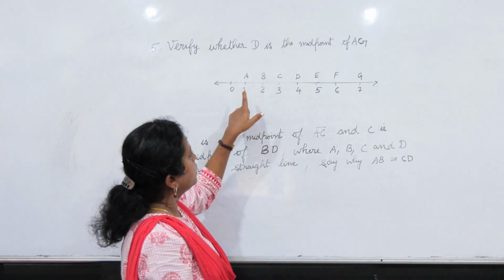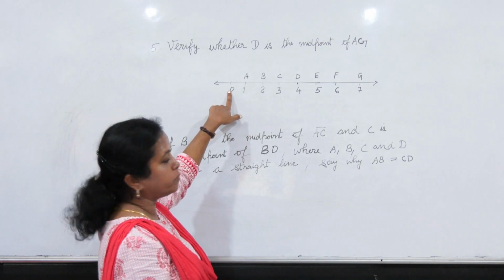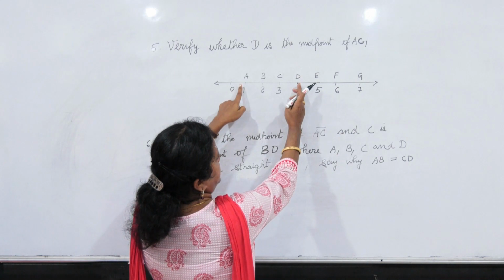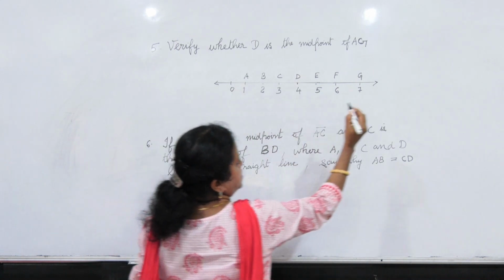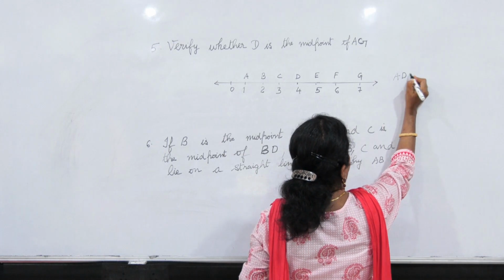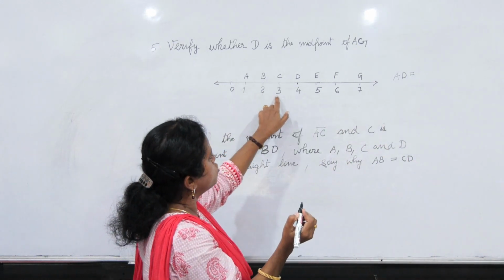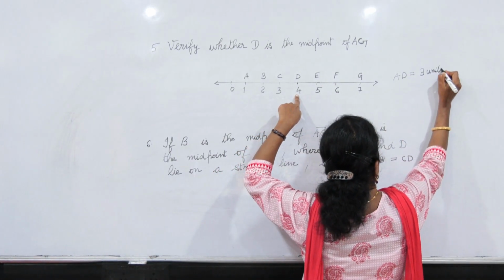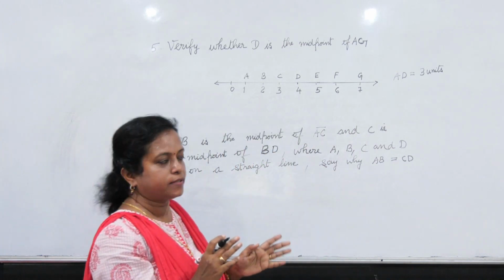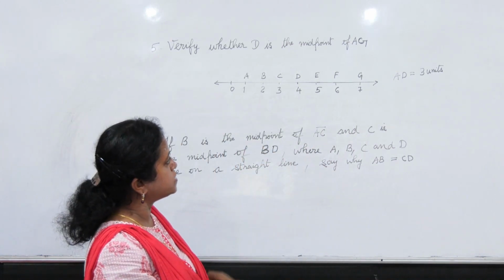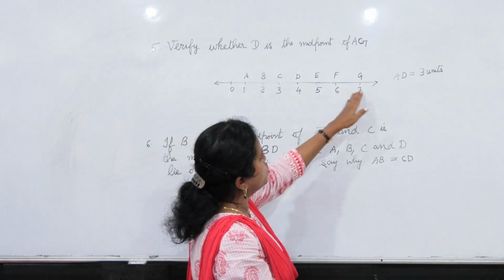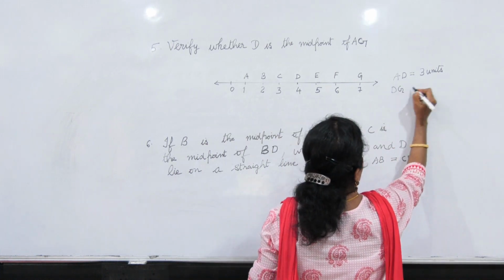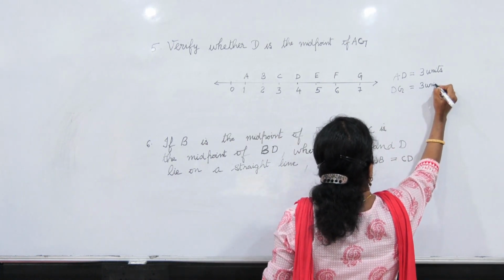Now if you see here, the representation is not taken from 0. So we will see the line segment AD. How much does AD represent? If you see, AD represents here 1, 2 and 3. So AD represents 3 units, because we have not taken centimeter or any other, so we'll just write AD is equal to 3 units. Now take the remaining part, DG. DG also represents 3 units.